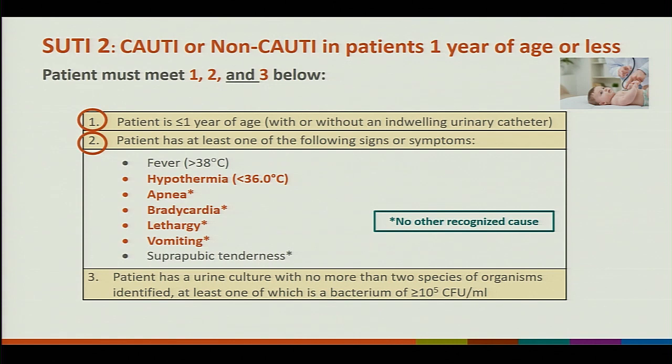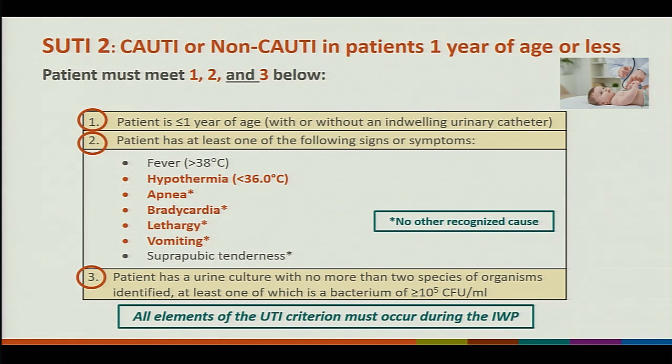No other recognized cause goes with apnea, bradycardia, lethargy, and vomiting, because our little ones can have other things going on with them. And then suprapubic tenderness, of course. The patient has a urine culture that has no more than 2 species of organisms, one of which is a bacterium equal to or greater than 100,000.